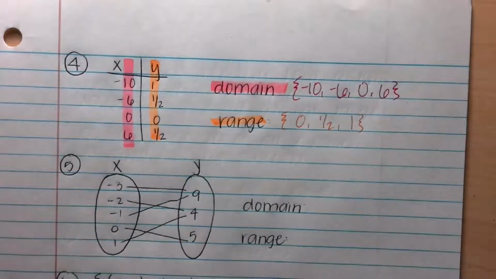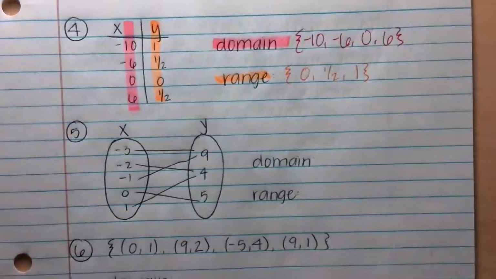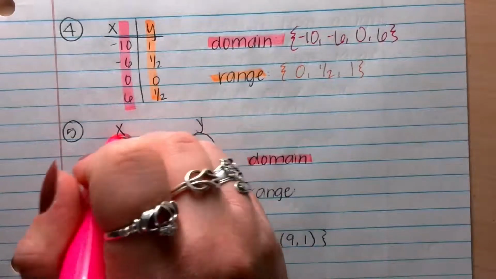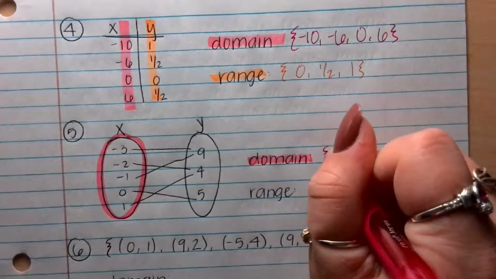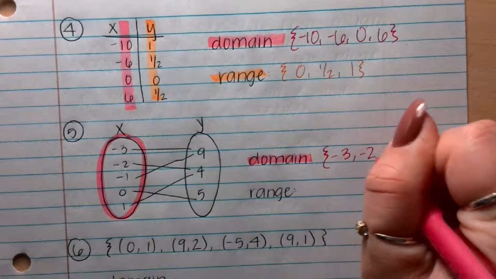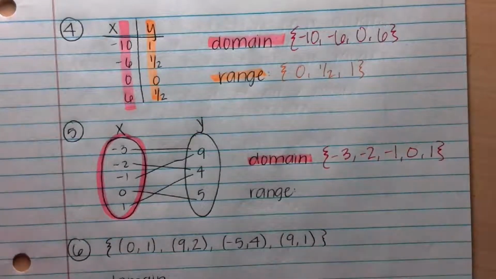Up next we have another potato diagram. Remember, the official name is a mapping diagram. So we have our domain here in pink. We're going to write these from least to greatest. -3, -2, -1, 0, and 1.